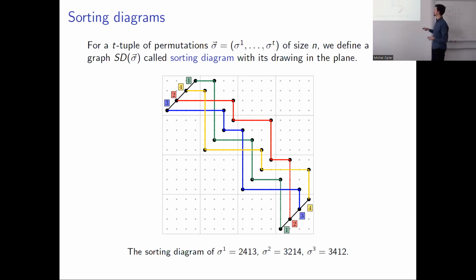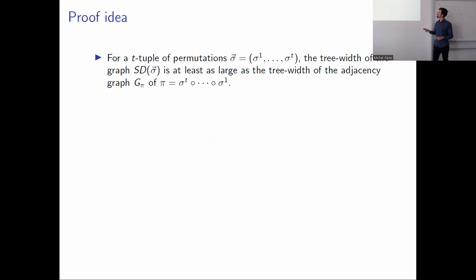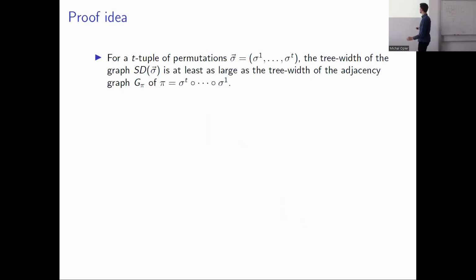So this graph has to have tree width at least as large as the tree width of the permutation it's sorting. And our goal is to show that the tree width of this graph cannot be too large. And by upper bounding it, we therefore get the lower bound on the number of steps. Right, so we have this.